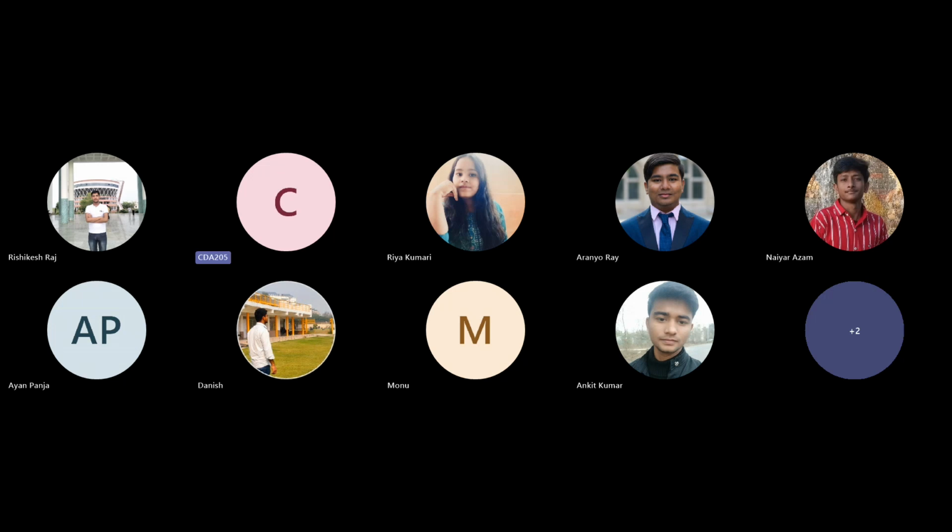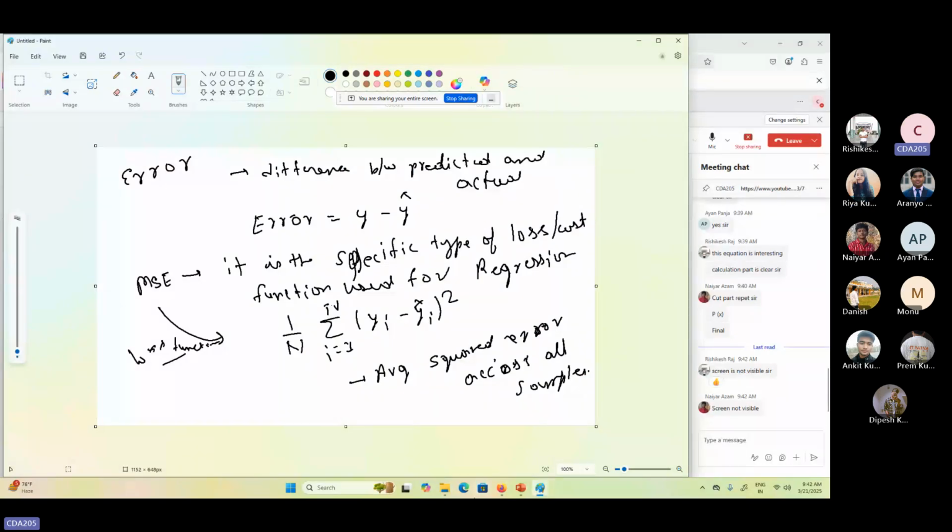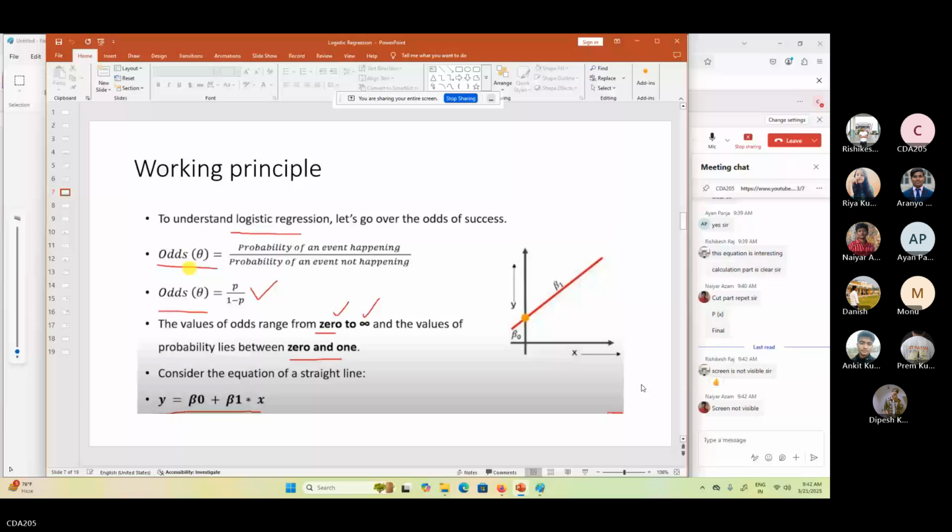So we are taking the odds of success, that is p by 1 minus p. Its value ranges from 0 to infinity, and the value of probability lies between 0 to 1. We can take the equation of the straight line, that is y is equal to beta naught plus beta 1 into x. Oh, wait a minute. Now it is visible. Is it visible or not?